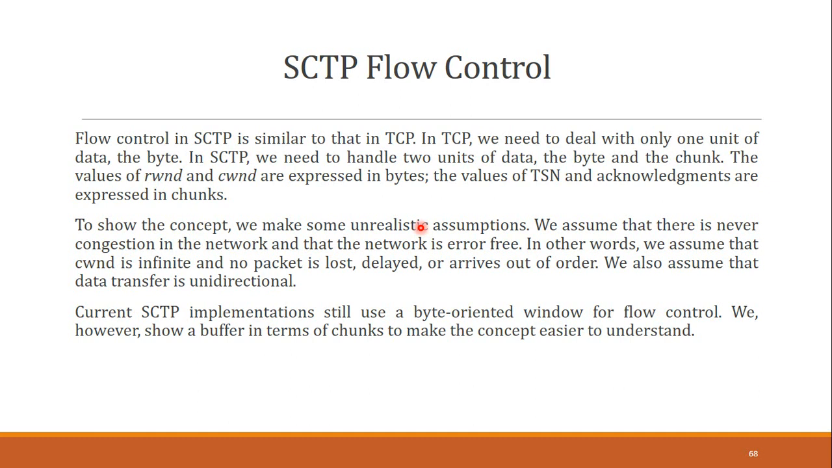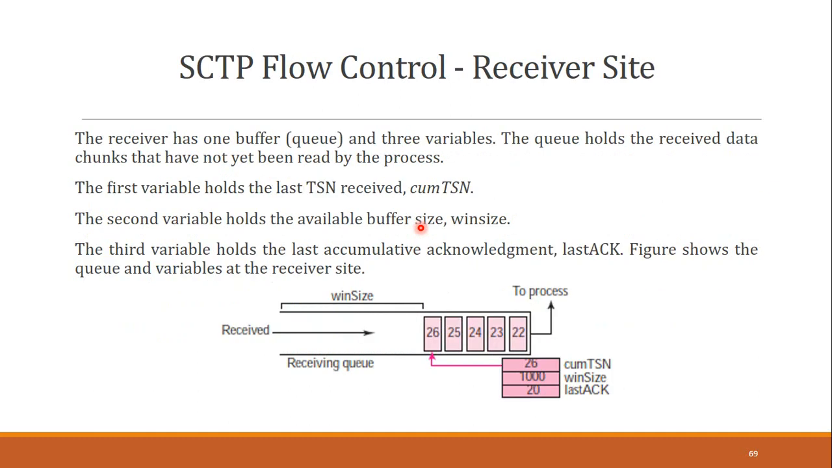Now, the current SCTP implementation still uses a byte-oriented window for flow control. We will, however, show a buffer in terms of chunks to make the concept easier to understand. So for that we have first the SCTP flow control at the receiver side. Now the receiver has one buffer, that is a queue, and three variables. The queue holds the received data chunks that have not yet been read by the process.